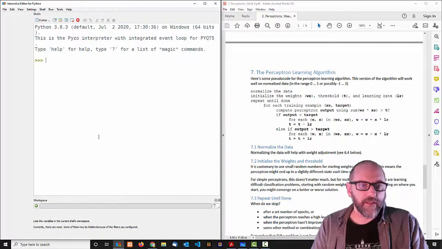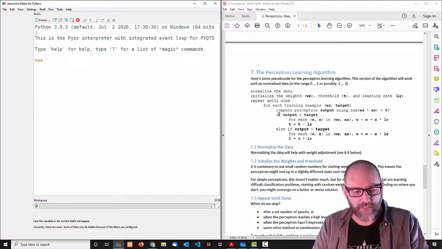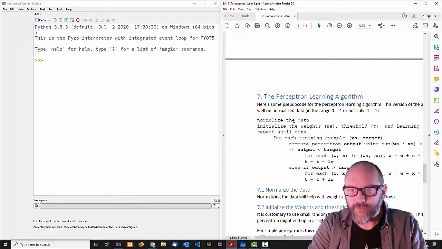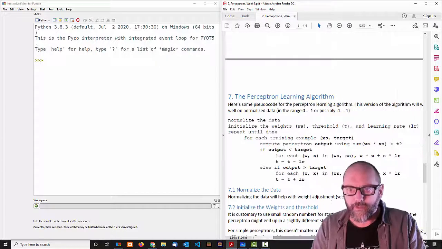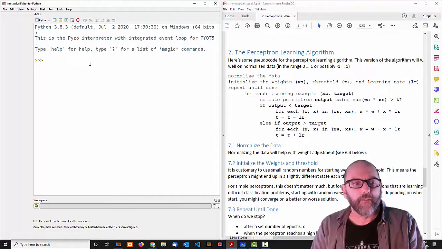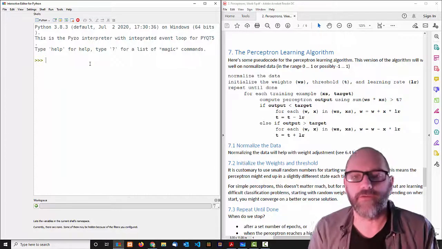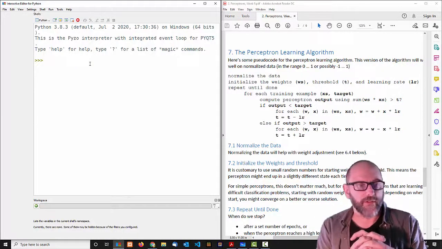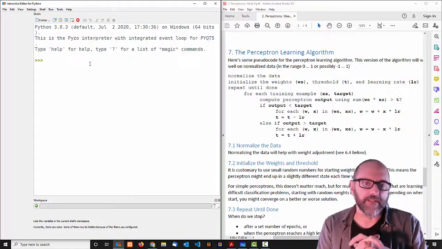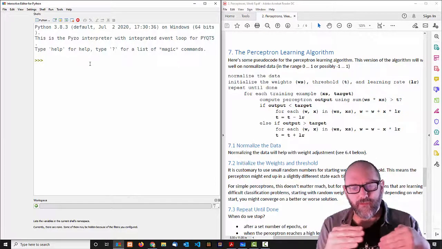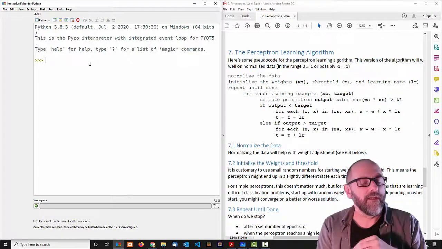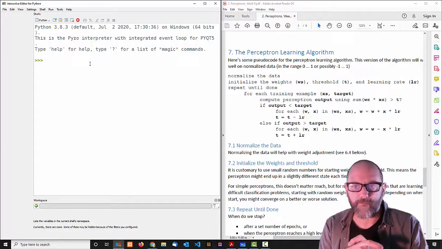So here it is. Let me just make this a bit bigger. So one of the things that we often do for perceptron and for multi-layer perceptron is to normalize the data. The algorithms don't really need the data to be normalized, but it does help with weight adjustment. It does help when you have a single consistent learning rate, and it helps especially for multi-layer perceptrons. So normalizing the data is a good thing to do before you start.